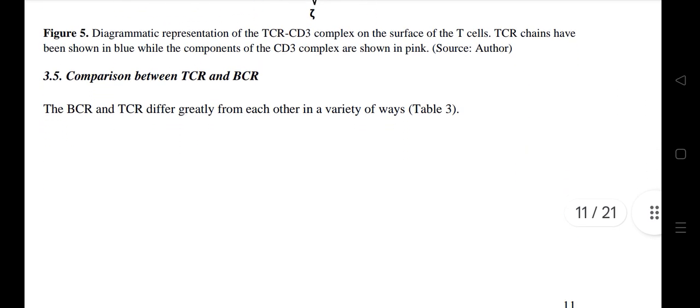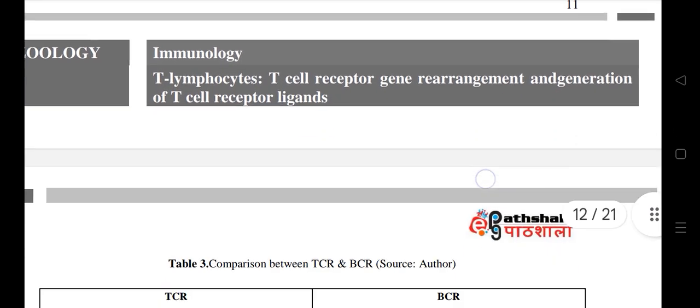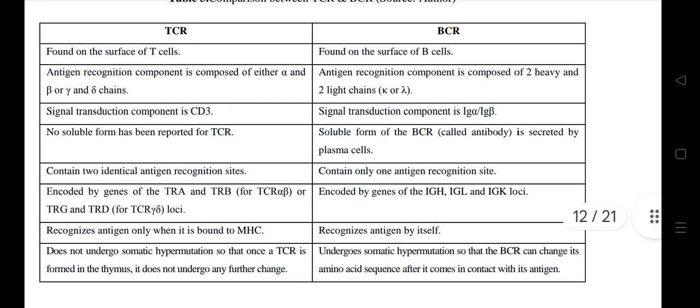Comparison between TCR and BCR. The BCR and TCR differ greatly from each other in a variety of ways. TCR is found on the surface of T cells, BCR is found on the surface of B cells. For the TCR, the antigen recognition component is composed of either alpha and beta or gamma and delta chains. For the BCR, the antigen recognition component is composed of 2 heavy and 2 light chains, kappa or lambda. The signal transduction component of the TCR is CD3. The signal transduction component of the BCR is Ig alpha or Ig beta. No soluble form has been reported for TCR. The soluble form of BCR, called antibody, is secreted by plasma cells. Antibodies contain 2 identical antigen recognition sites. The TCR contains only 1 antigen recognition site.